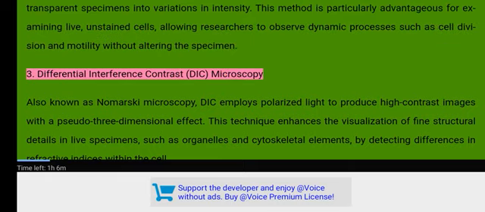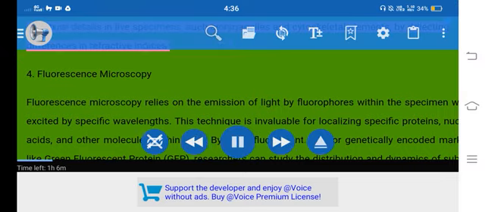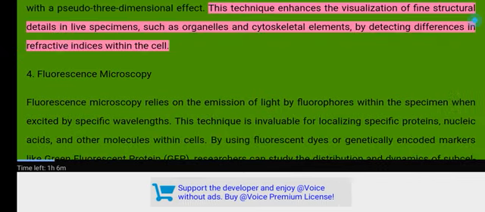3. Differential interference contrast (DIC) microscopy. Also known as Nomarski microscopy, DIC employs polarized light to produce high-contrast images with a pseudo-three-dimensional effect. This technique enhances the visualization of fine structural details in live specimens, such as organelles and cytoskeletal elements, by detecting differences in refractive indices within the cell.